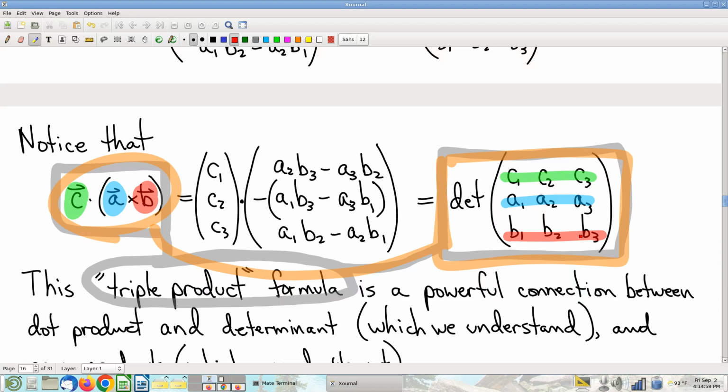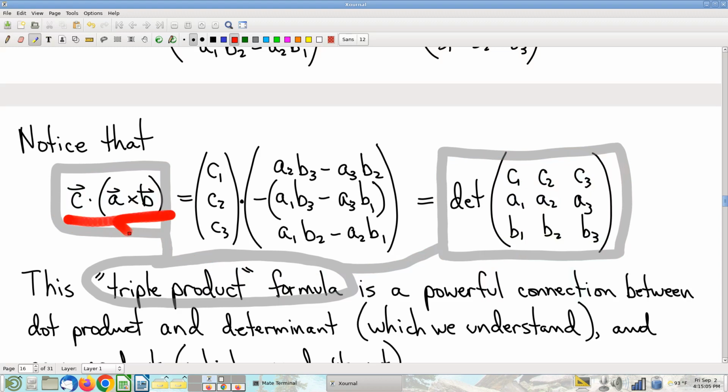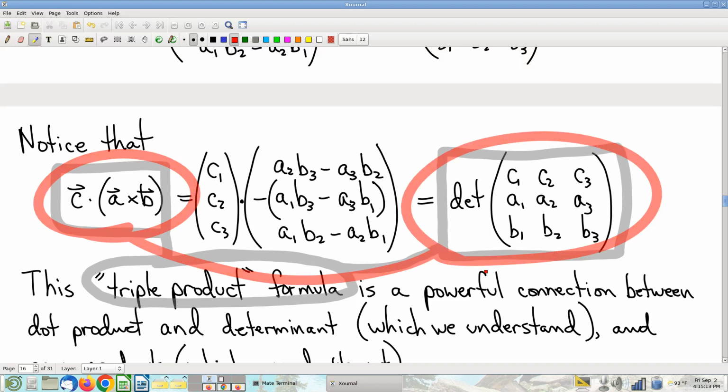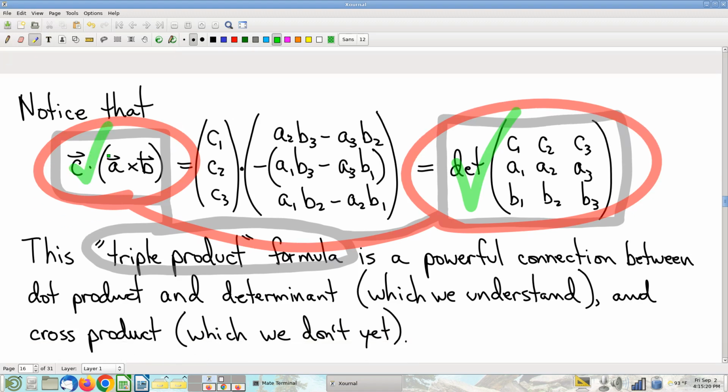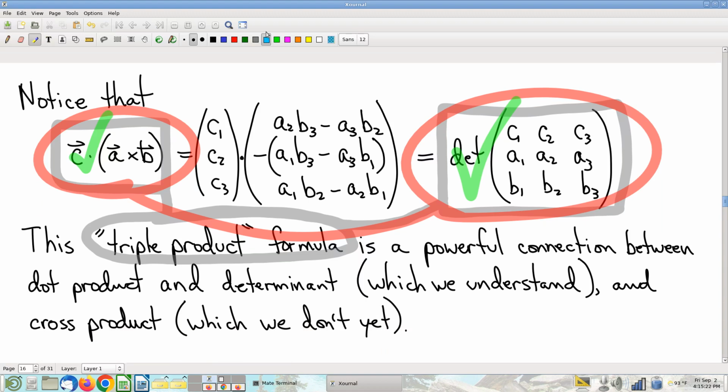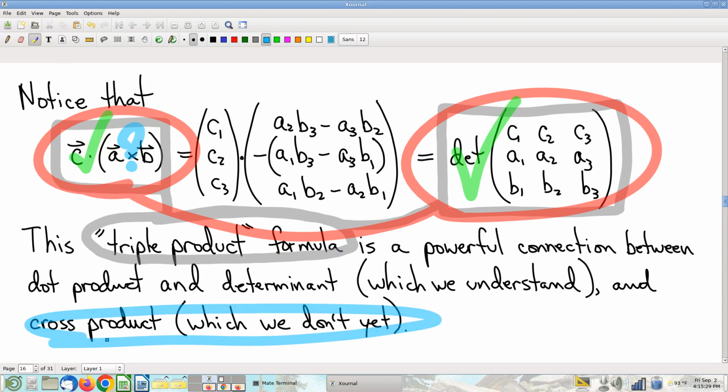So this is a cool thing. And so this formula is a really useful formula. It's called the triple product formula. No surprise, this is called the triple product. And the fact that this is equal to this is extremely useful because we understand determinants. We understand dot products. And therefore, we have a formula here where we have involved the thing we want to understand, namely cross product. We've got it very closely connected to things we do understand.